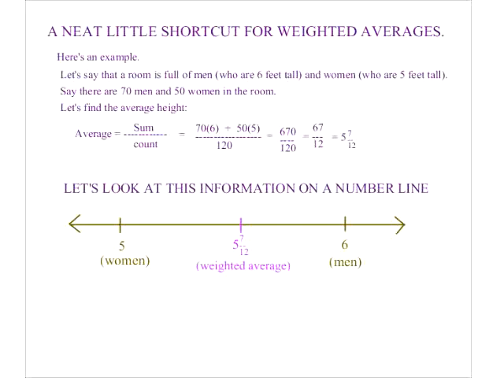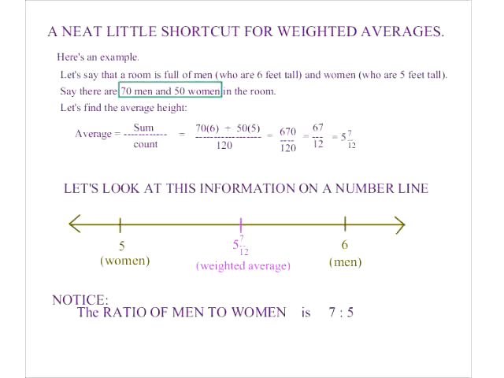Now, here is what is cool. Let's notice the following stuff. The ratio of men to women in this problem is 7 to 5. There are 70 men and there are 50 women. Again, let's color code this just for easy reference. There are 70 men and 50 women. That is a ratio of 7 to 5.